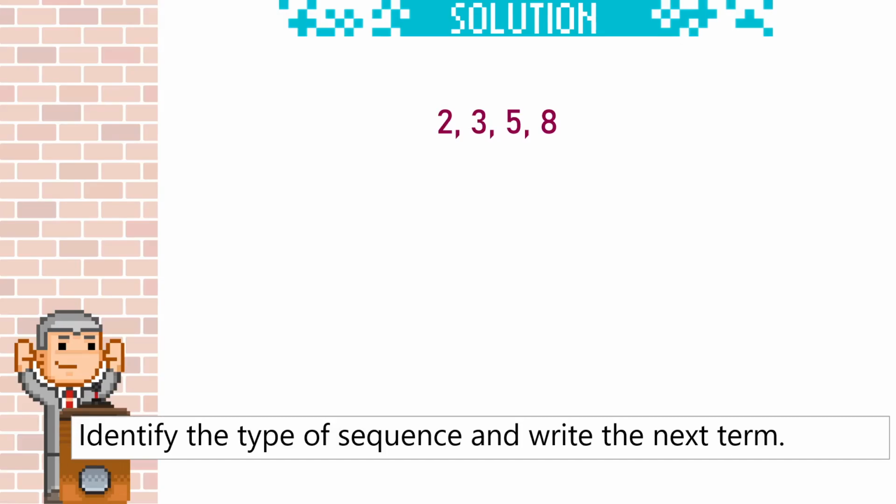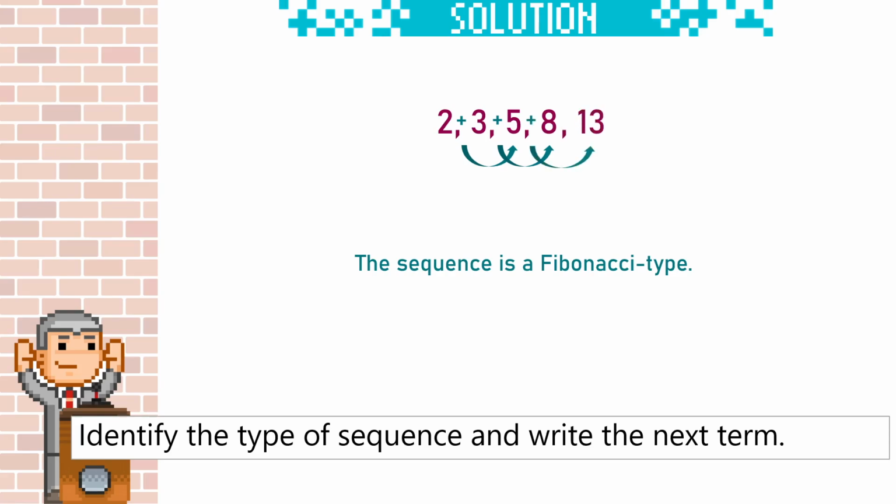Looking at this sequence, it looks like we've added the 2 and the 3 together to give the 5. We've added the 3 and the 5 together to give us the 8. So the sequence is a Fibonacci type. To find the next term, we're going to add the 5 and the 8 together to give us 13.